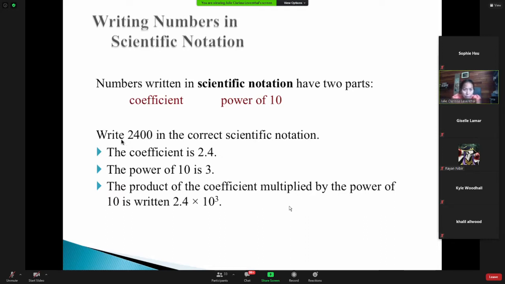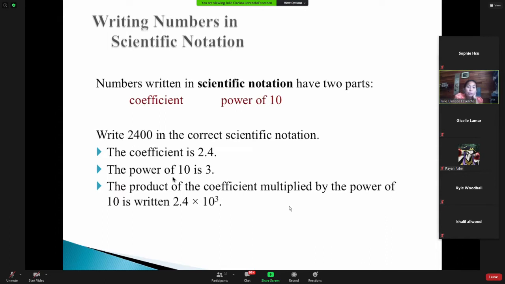2,400. When you write this, they don't put the decimal point, but the decimal point should be here, right? Are you seeing it? 2,400 dot. Okay, so when it's greater than 10, your power is going to be positive. You count from your dot, 1, 2, 3. It's 3 away. That's why you have your power 3.